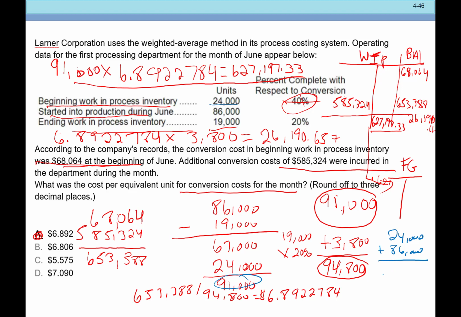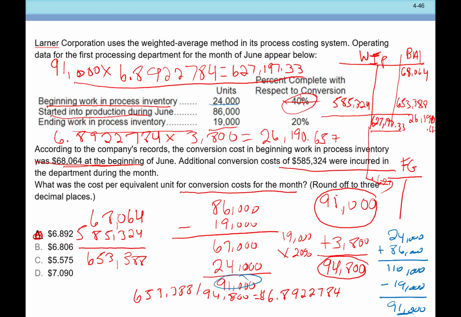Say that loudly, please, with good articulation so I can hear you. 110,000? Okay. Gives me 110,000 minus what? Minus the 19,000, good, that are in ending inventory. That is where I ended up getting a better way to calculate the 91,000. You get the same number, but this to me is a more rational, more straightforward way of doing it.